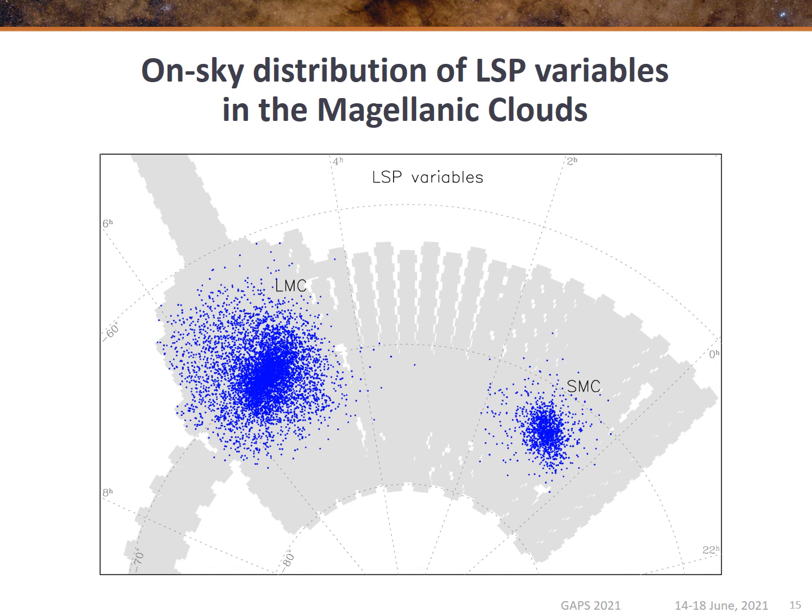And this is my last slide showing the on-sky distribution of LSP variables in the Large and Small Magellanic Clouds. If we are right, it would also be the spatial distribution of extrasolar, or actually extragalactic, planetary systems in the Magellanic Clouds.